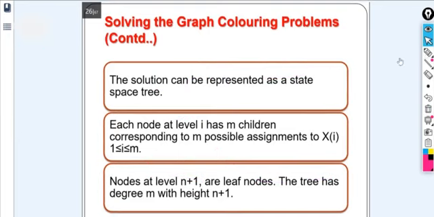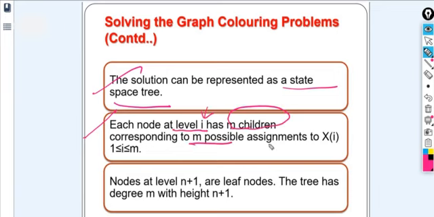Next, the solution can be represented with the help of a state space tree, which we already know. You can also say solution space diagram, solution space tree, or state space tree, anything you like, as there are alternative names available. Each node at level i has m children corresponding to the m possible assignments. So m is the number of colors, which is the number of children at each and every level here.